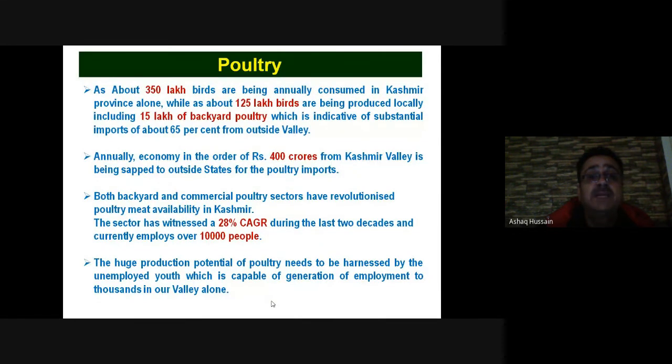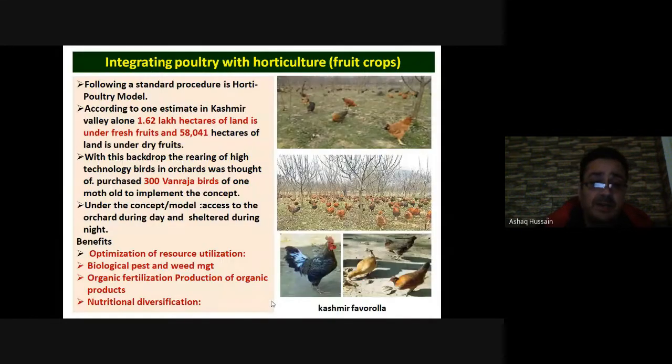Around 3.5 million birds are being annually consumed in Kashmir Valley, out of which 1,25,000 are being produced locally, and 15 lakh are being imported from other parts of the country, that's other states, and 65% mainly we import from other parts of the country. And this industry is touching 400 crores annually, with a 28% annual growth rate. Around 10,000 people are using it as a source of income and livelihood security.